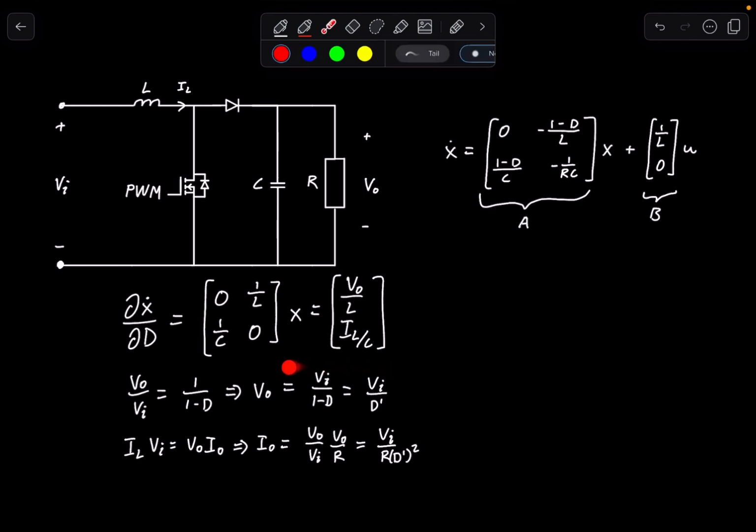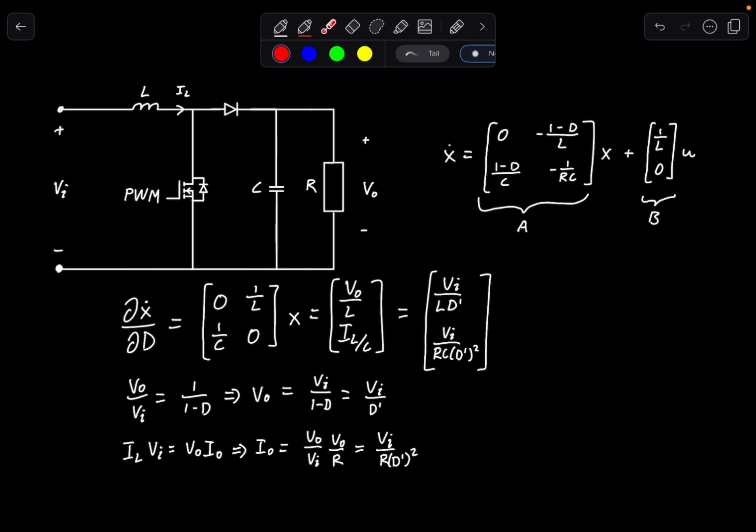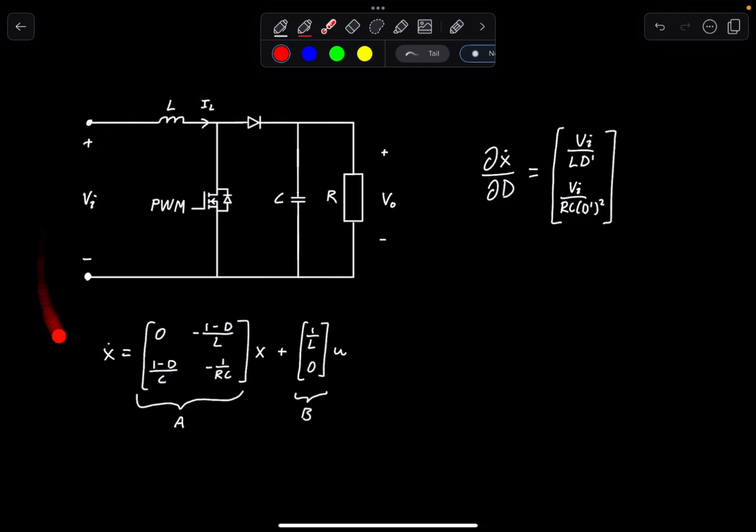If we now put these equations into this, we will get first VI over L D prime, and then for the lower part, VI over RC D prime squared. So we just found this now. So we can find the new state space model simply by adding this multiplied by the real-time duty cycle. And the D that is in A is the equilibrium D.